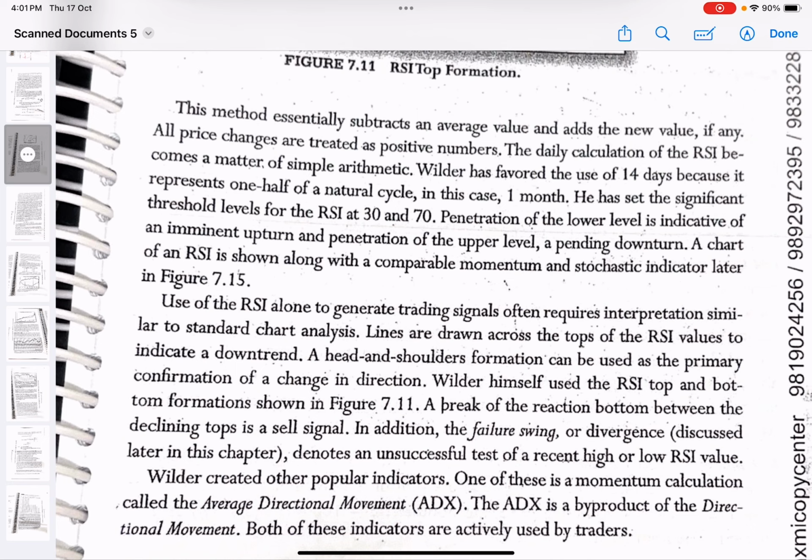He has set the significant levels of RSI at 30 and 70. So the lower bound is at 30 and the upper bound is at 70. When the RSI goes above 70, he thinks that the price will go down. If the RSI goes below 30, then you can look for buying opportunities. Again, everything is going to depend on the trend and the strategy which you are going to follow.